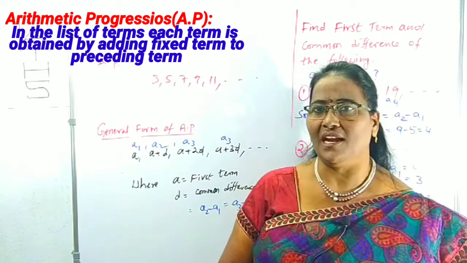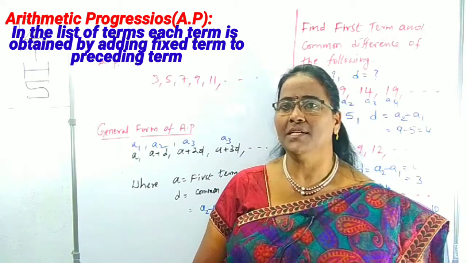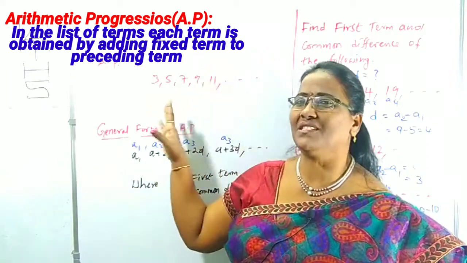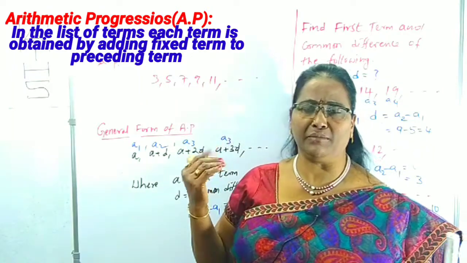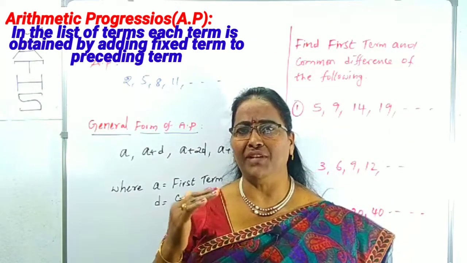This is called arithmetic progression. Is it clear now? So you have to know the definition, just a general one example. We can take many examples. You have to know the general form of the AP series.